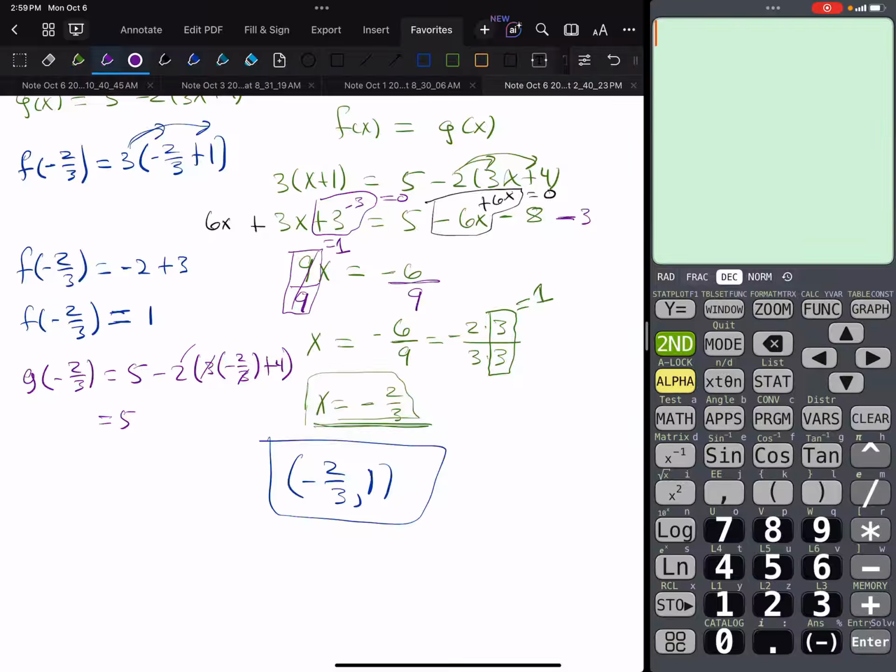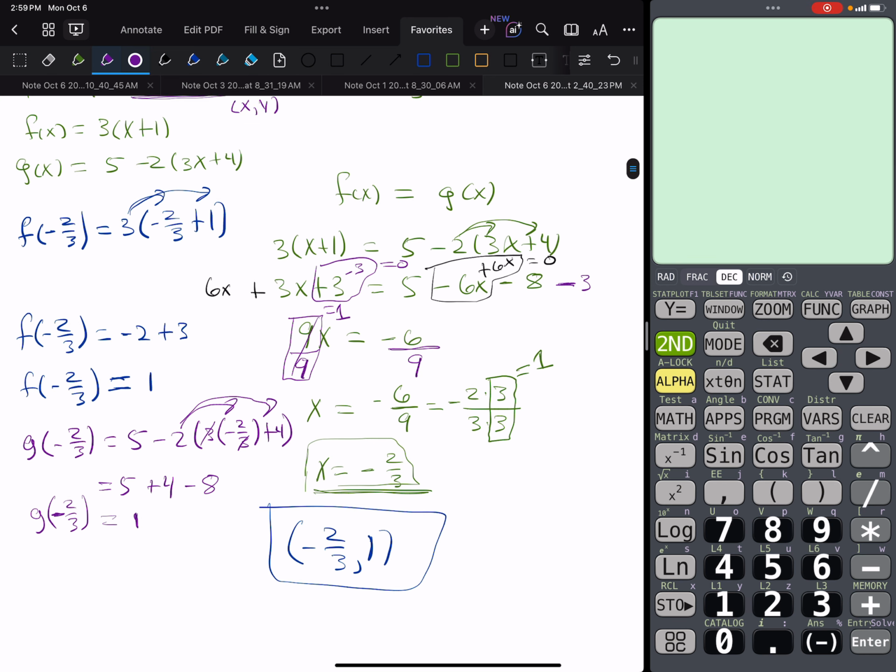Now I'm going to distribute that negative 2 through all of those. Negative 2 times negative 2 is going to give me a positive 4. And then negative 2 times a positive 4 is going to give me a negative 8. And so I'm literally going to get 5 plus 4 is 9, minus 8 gives me a positive 1. So g of negative 2/3 is a positive 1, which is good, because if it was anything else, we would have kind of a contradiction here, because the whole point of this is that at that x value, the y values are the same, because this point exists on both lines, on both functions.